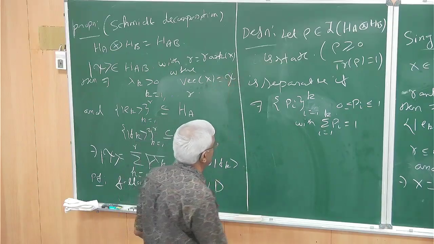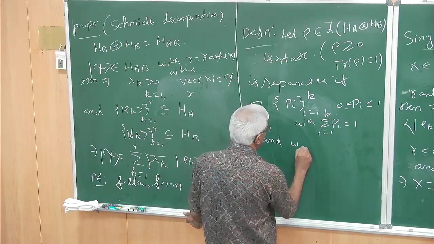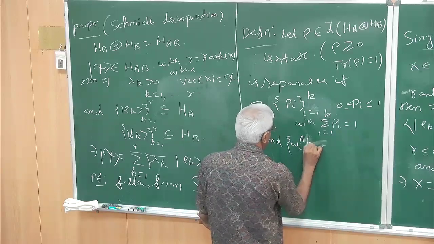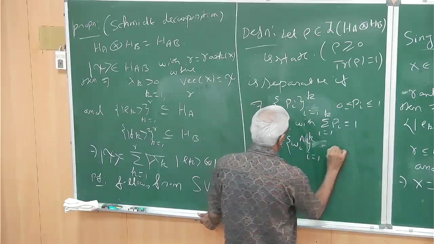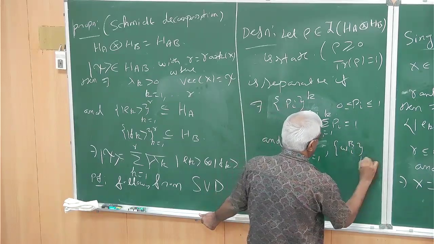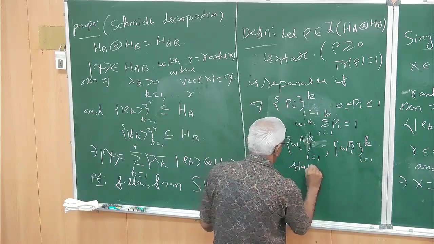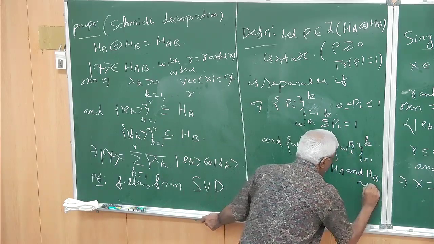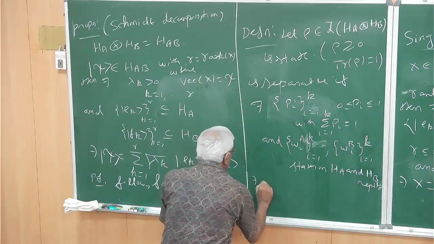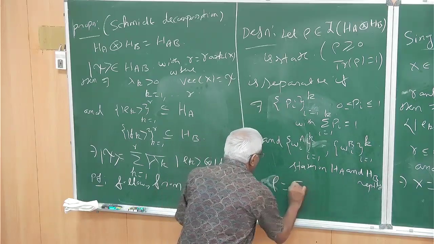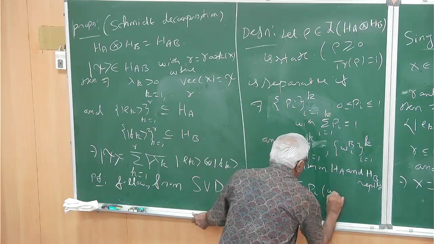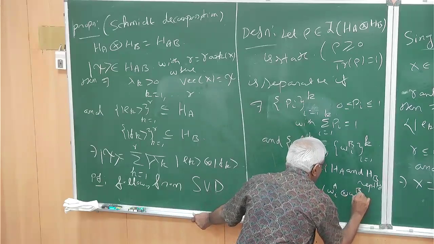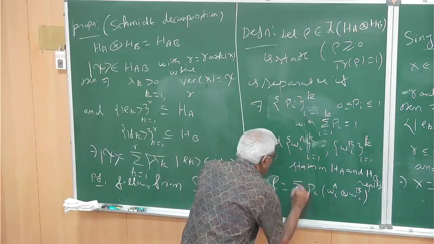Okay, so that we take convex linear combination, omega_i^A, i equal to 1 to k, and omega_i^B, i equal to 1 to k, states on H_A and H_B respectively, such that our rho is equal to summation p_i omega_i^A tensor omega_i^B, i equal to 1 to k.